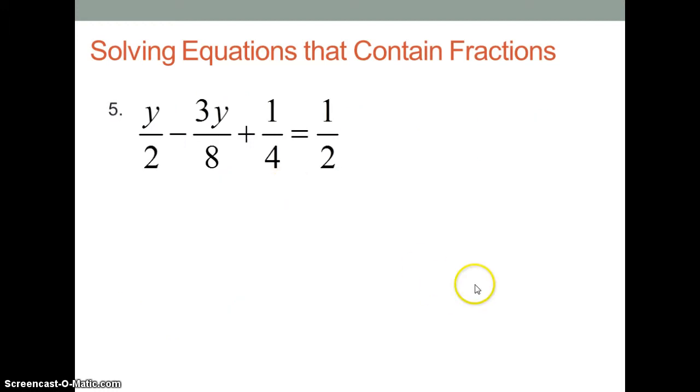All right, so try it with this one. In this one, you should get y equals 2.